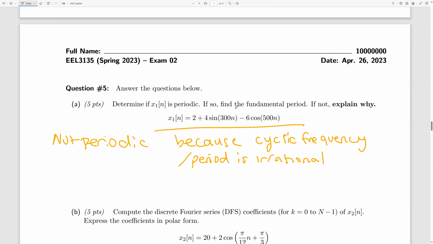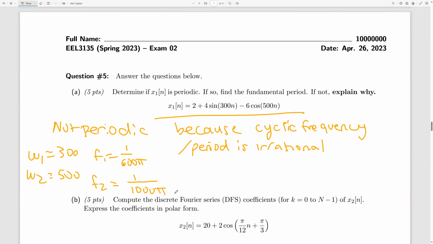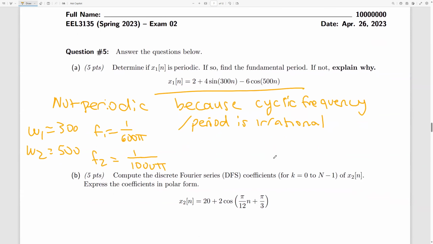You can tell it's irrational because, let's say you actually ran the analysis, you said omega naught... you'll get omega 1 equals 300, and omega 2 equals 500. You do F1 equals 1 by 300 times 2 pi. So what is that? 1 by 600 pi. F2 equals 1 by 1000 pi. Then their greatest common denominator is whatever, and no matter what, you cannot get rid of this pi whenever you get their fundamental frequencies and fundamental period. So it will never be an integer.